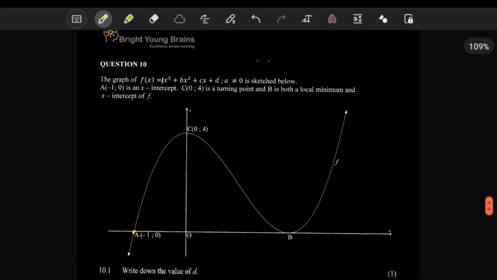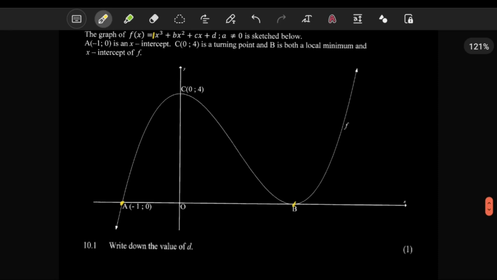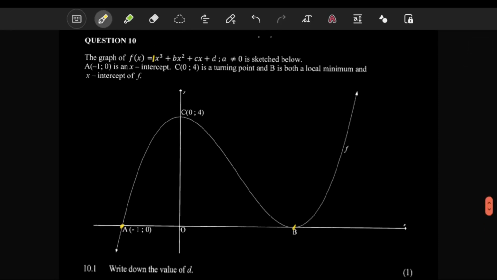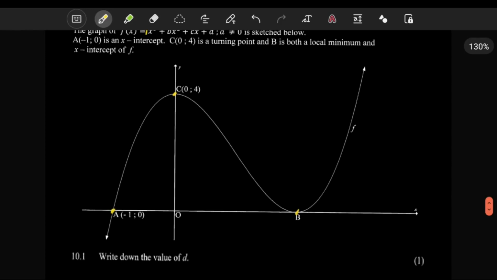I feel like you've seen this. These people like questions where your cubic function has an x-intercept at a turning point as well. It's like their thing. It says here c is the coordinate (0; 4), and it is the turning point. And b is both the local minimum and the x-intercept. Yes, we already said that.